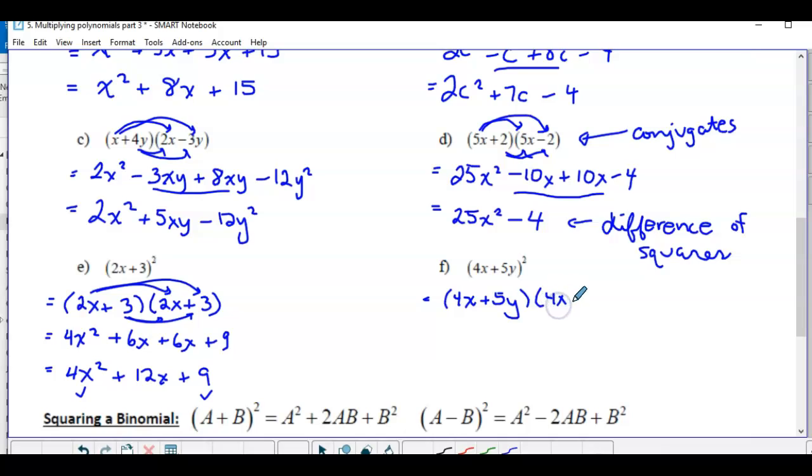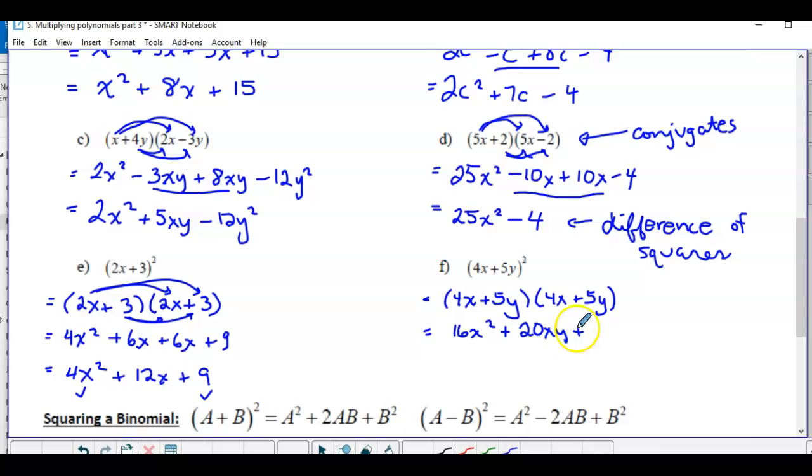And certainly if you ever forget any of the fast ways for this and the difference of squares, you do it the long way. You show every multiplication term. So 4x times 4x is 16x squared plus 20xy plus 20.